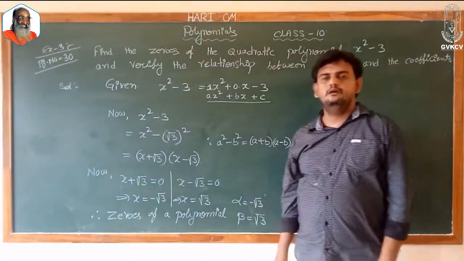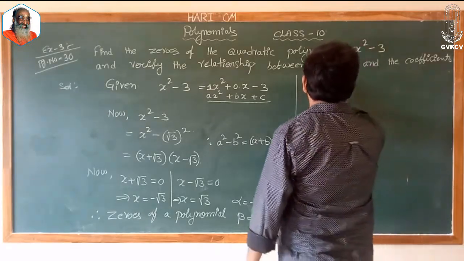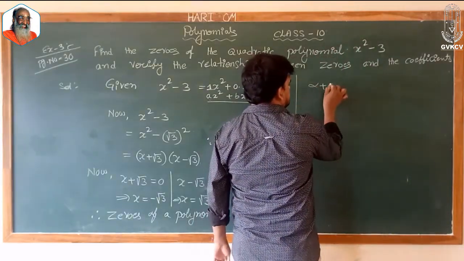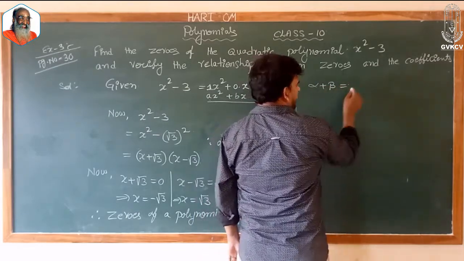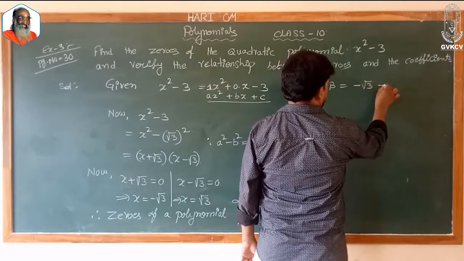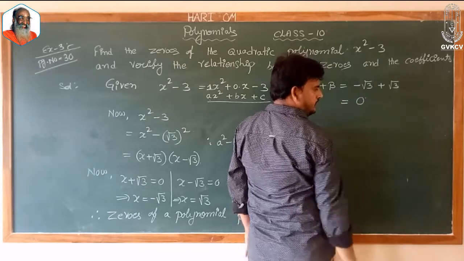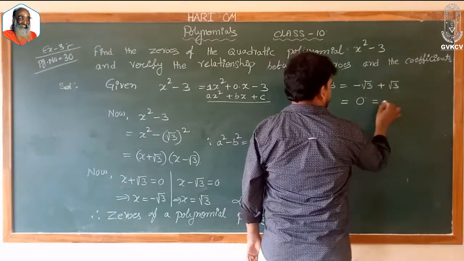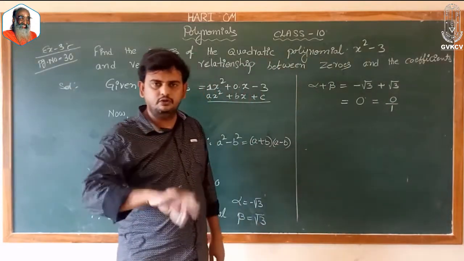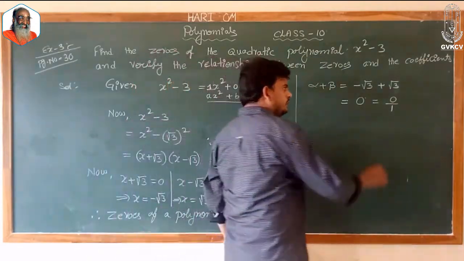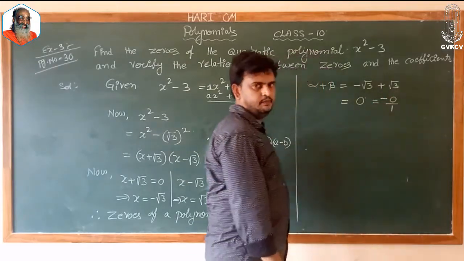Now I need to find the relationship between them. So let us verify the relation. What is the first relation? Sum of the zeros, alpha plus beta. Alpha is minus root 3, beta is plus root 3. Both get cancelled. What do we have? 0. Now 0 can be written as 0 by 1. 0 is neither positive nor negative, so even if you keep a minus also, nothing is wrong for us.